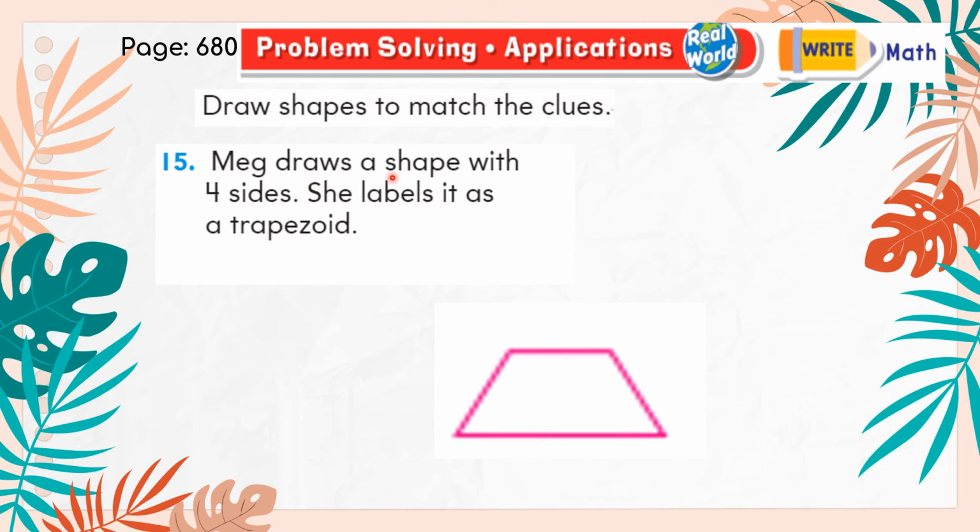Now, Meg draws a shape with 4 sides. She labels it as a trapezoid. So we're going to draw a trapezoid. This is how a trapezoid looks. It has 4 sides. 1, 2, 3, 4. 4 sides and a trapezoid.